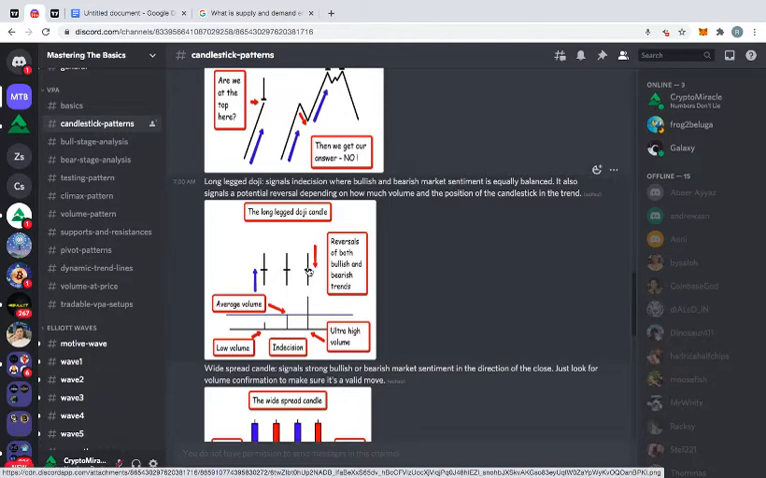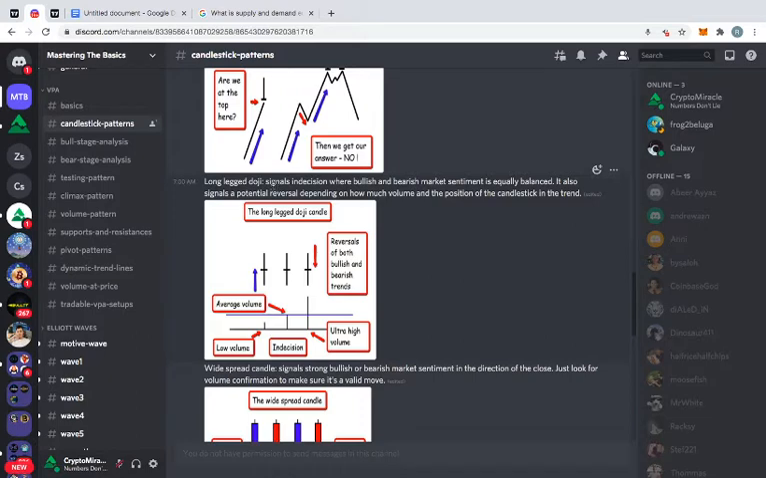So mastering this technique, the volume VPA, is a really good tactic to help you understand the market. So mastering the basics, guys. You have to master the basics, really understanding the thinking behind the markets. I can't stress this enough, how much VPA has helped me in my trading by anticipating the market makers and the pressure. So a lot. So let's talk about signals, indecisions. Were bullish and bearish market sentiments equally balanced? It also signals a potential reversal depending on how much volume is in the position of the candlestick in the trend.